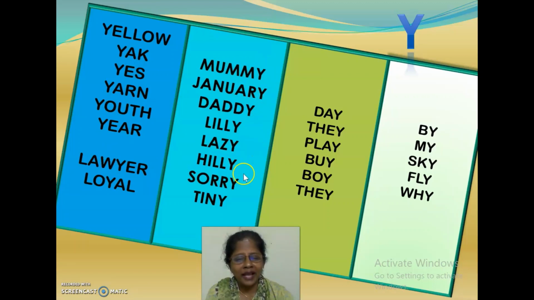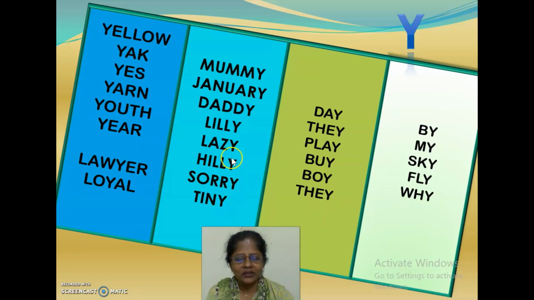If it comes in the end, it makes the vowel sound. It makes an e sound and an a sound, right? So let me read this. So this is a consonant: yellow, yak, yes, yarn, youth, year, lawyer, loyal. Okay, and here we have mummy, January, daddy, lily, lazy, hilly, sorry, tiny.